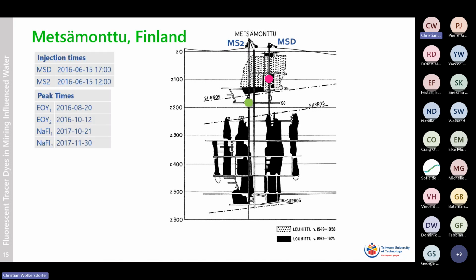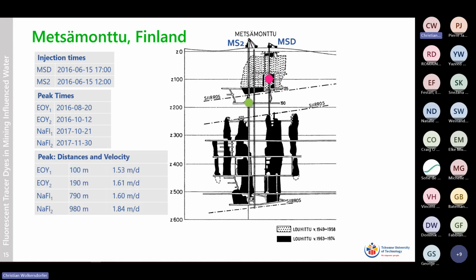These were the injection times. These were the peak times. We used the 2 different peaks that we saw there in the data. I know they were not very clear, but we wanted to know the first tracer arrival. Here are the distances, and here is the velocity.